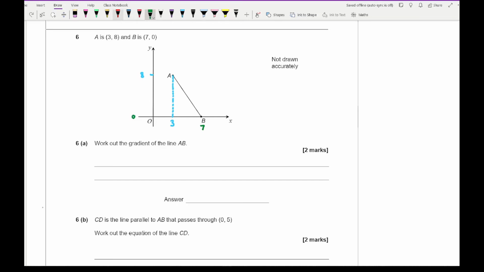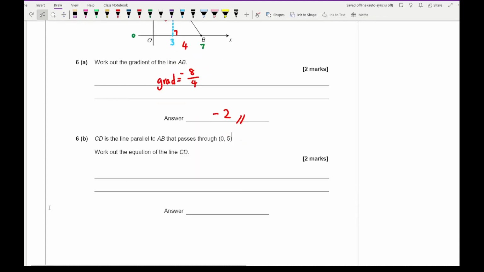Now to work out the gradient of a line, what I need to do is work out the height and the base of the right angle triangle. So here the difference between 8 and 0 is 8 and the difference between 3 and 7 is 4. So here the gradient then is going to be 8 over 4. Now with this, it's a line going downwards, so it's going to be a negative gradient. So therefore the answer is going to be minus 2.